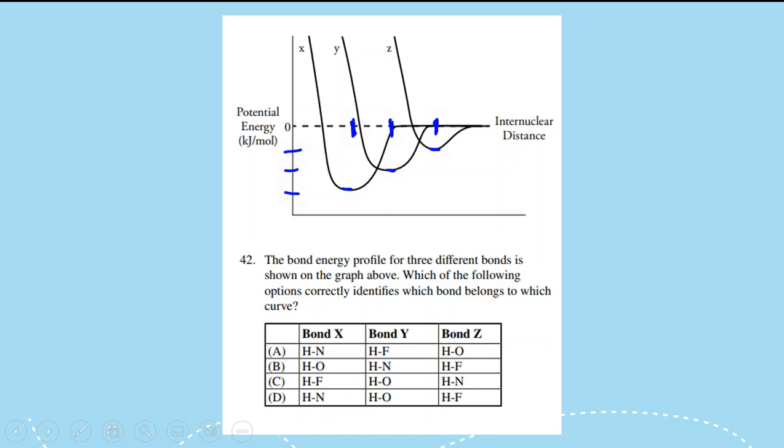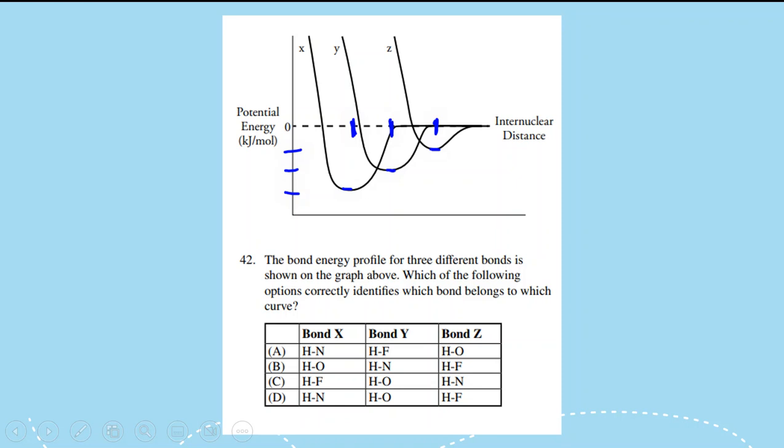That also tells us that Z is going to be the what? Weakest bond. And what do we know about 2 things here? Bond length and bond strength are inversely proportional. So longer bonds are weaker. Now in all of our choices they gave us, they are all single bonds. Okay?